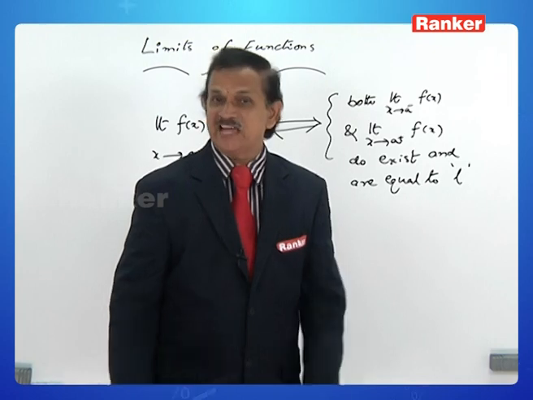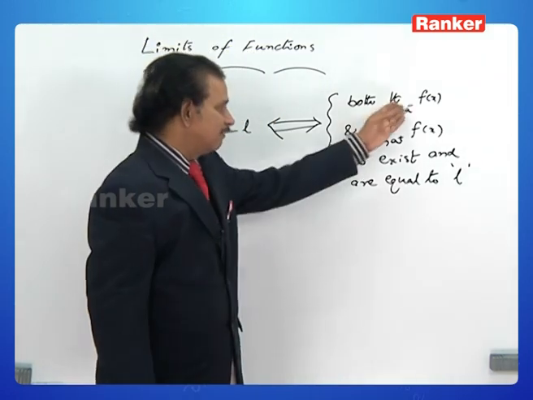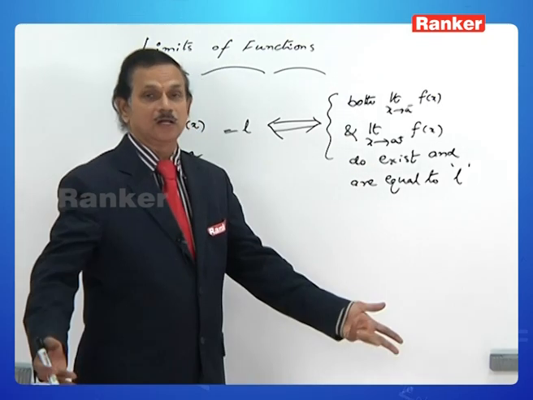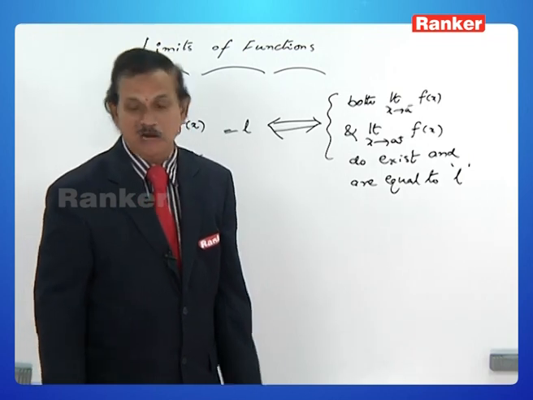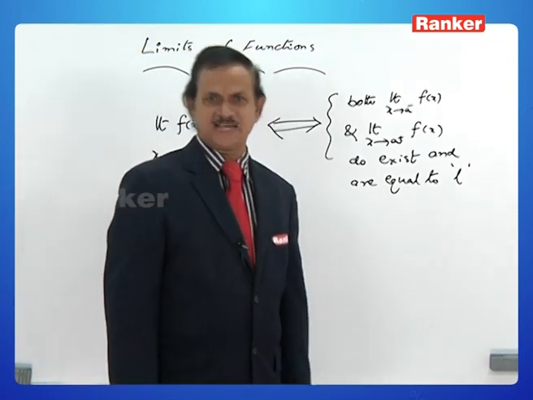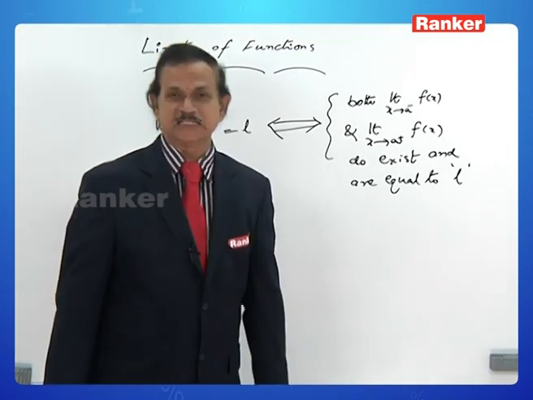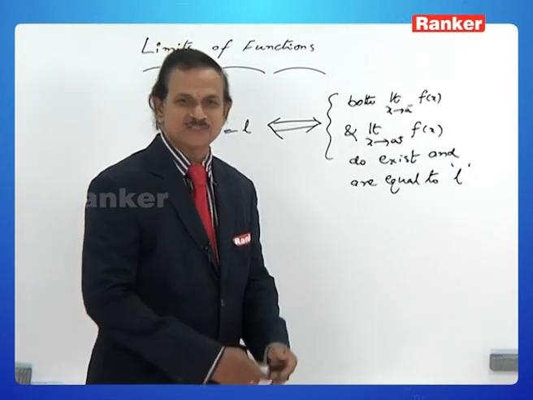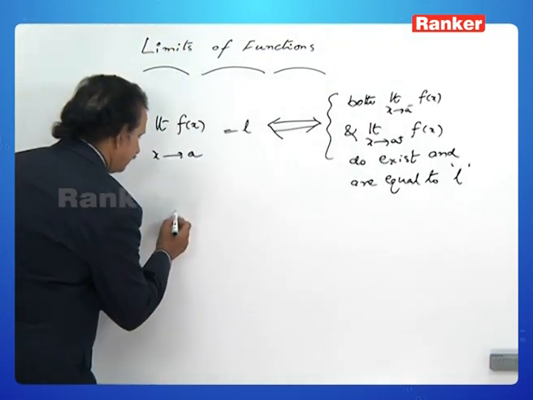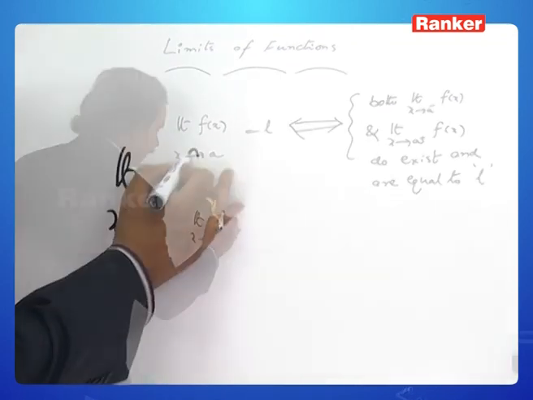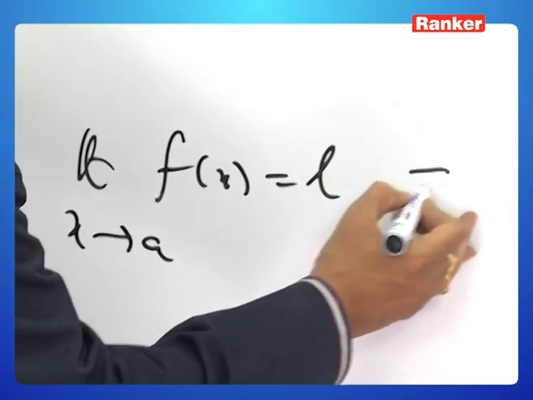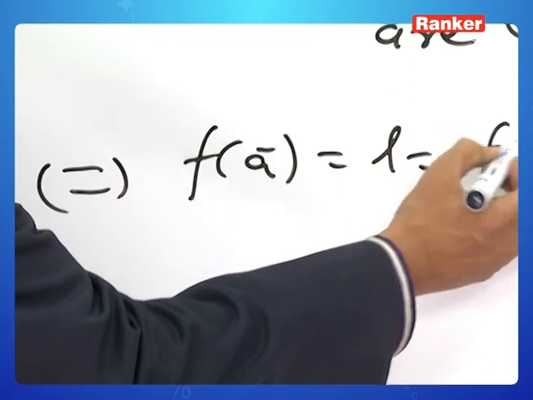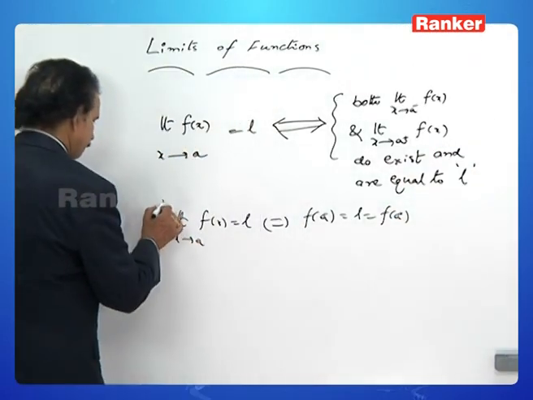If any one of them fails, that is, either the left hand limit does not exist or the right hand limit does not exist, or both of them exist but are not equal, then in any of those cases we say that the limit of f of x as x tends to a does not exist at all. Yes, well, that is: limit as x tends to a of f of x is equal to L if and only if f of a from left is equal to L is equal to f of a from right.